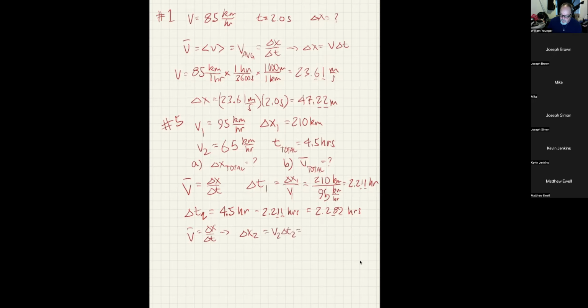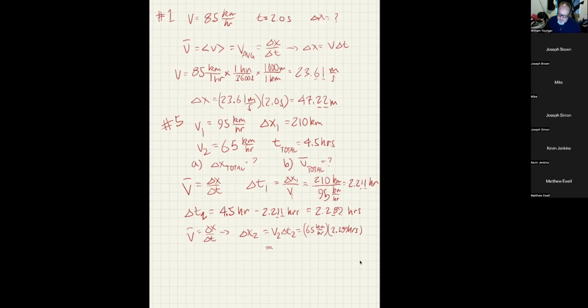So V2 is in fact 65 kilometers per hour. And I'm going to multiply that by 2.289 hours. Notice how the hours just cancel out with the hours in the bottom and give us kilometers. So this is what I mean by the units are working.